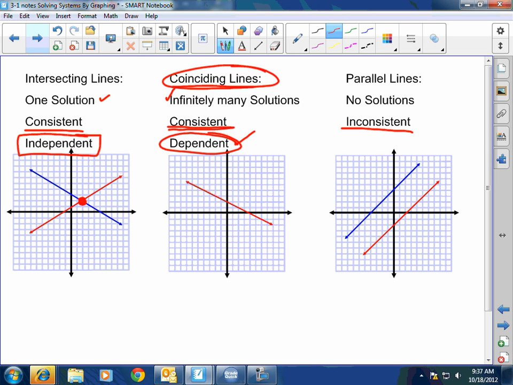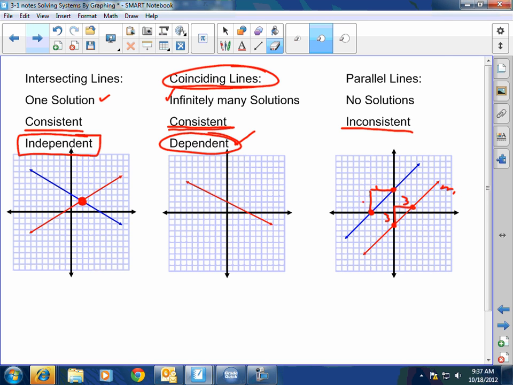Why? Well, from here to here, you go up 1, 2, 3, 4 over 1, 2, 3, 4. 4 over 4. So the slope of the blue line equals 1. Now the red one, up 1, 2, 3 over 1, 2, 3. 3 over 3, the red slope is 1. When the slopes are equal and the y-intercepts are different, you're going to have parallel lines, no solution.